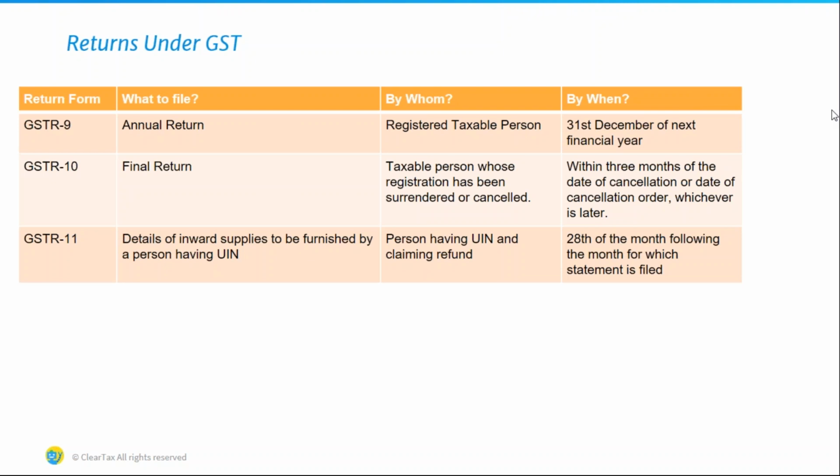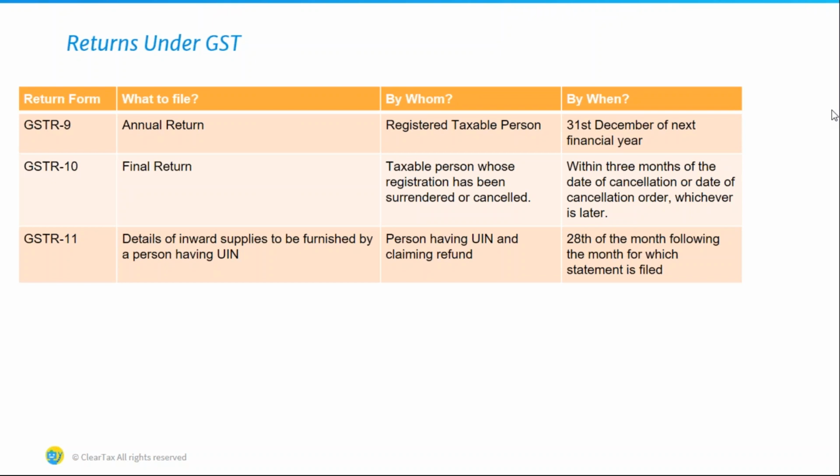So GSTR 9 is for regular businesses, GSTR 9A is for dealers registered under the composition scheme. And next we have GSTR 10. So GSTR 10 is a final return. Now what that means is there are businesses who will opt for cancellation of their registration under goods and service tax.